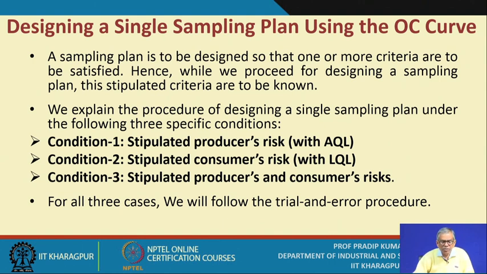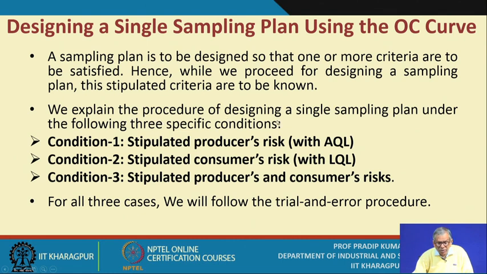A sampling plan is to be designed so that one or more criteria are to be satisfied. Is it okay? Like say criteria like alpha or criteria like say the beta. Hence while we proceed for designing a sampling plan, these stipulated criteria are to be known. That means you must know what those stipulated criteria are.